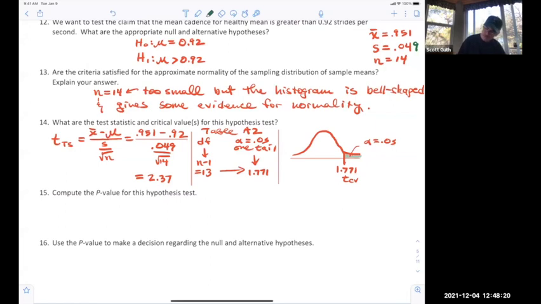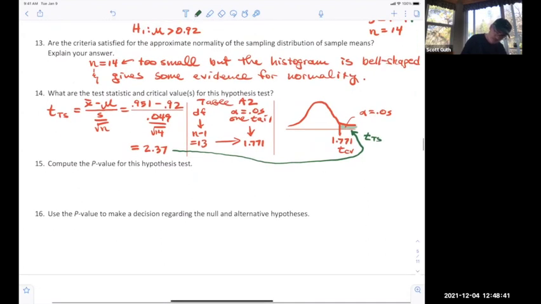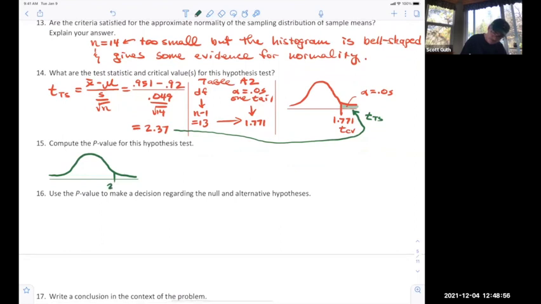Now our test statistic was 2.37 here, so maybe just point that out. There's our T test statistic. It's in the tail, which makes it statistically significant. We still need our p-value. So once again, I'll draw a little bell curve here and put down our test statistic. Again, this was the 2.37 on a t-distribution, and the area of that tail will be our alpha.